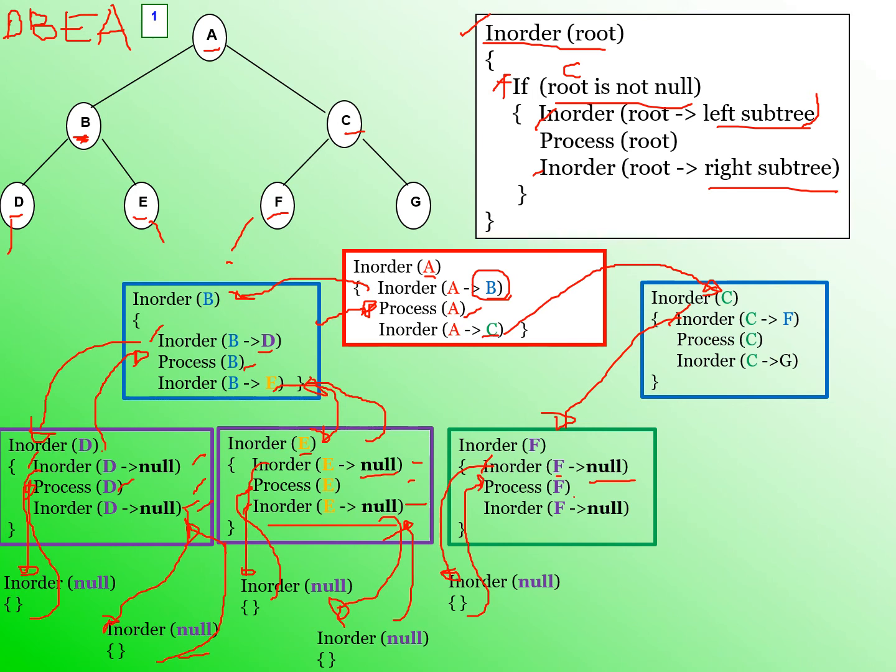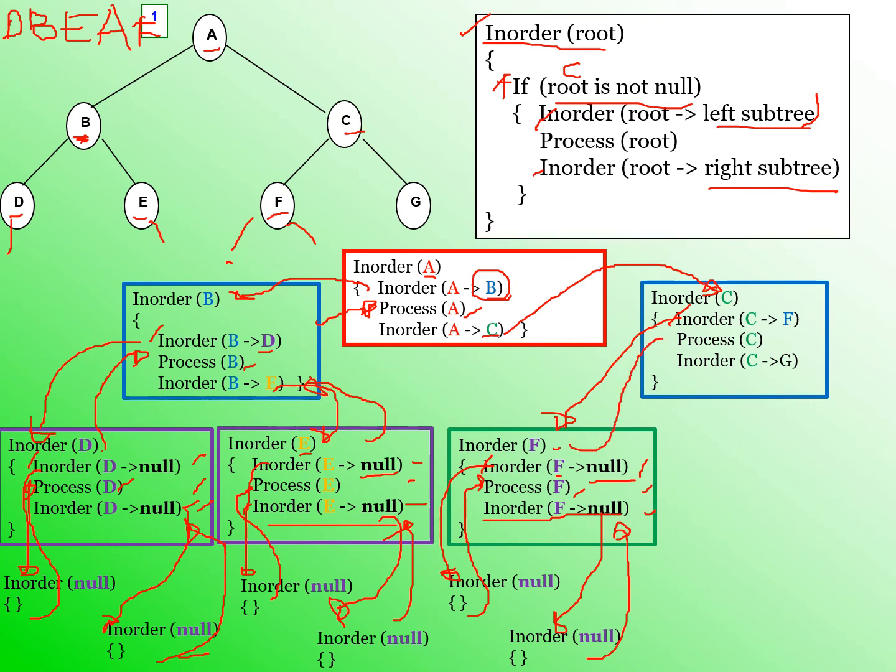Okay? Then, process F. Process natin si F. Okay? And then next, in order F referencing to the right subtree. So, right subtree natin is null. So, tinawag uli niya ang sarili niya in order null. Now, null is not null, so go back to the calling function. So, 1, 2, 3. We're done with in order F. So, balik lang sa tumawag sa kanya.